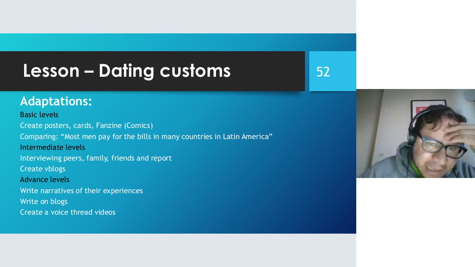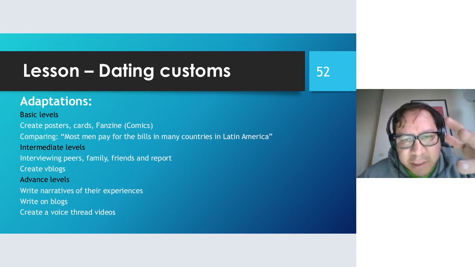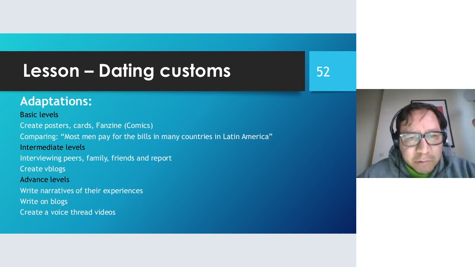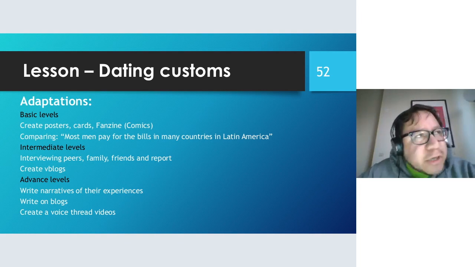These students made fanzines or comments about the differences between relationships, comparing, for example, that most men pay for the bills in many Latin American countries. An intermediate level would do interviews with peers, family, and friends, and make a report. Others created blogs. A more advanced level created narratives of their experiences. Others created actual blogs, voice thread videos, and used multimodality, etc.